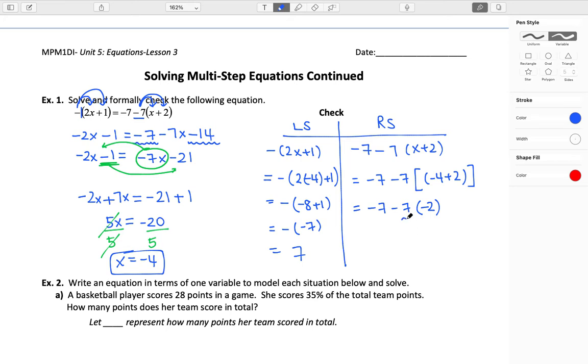And don't forget, these are multiplying, right? -7 times -2 is +14. And then when I add it, 7 and 7. So therefore, your solution is correct. But just to double check, we have to say the left side is equal to the right side. So it is indeed correct.